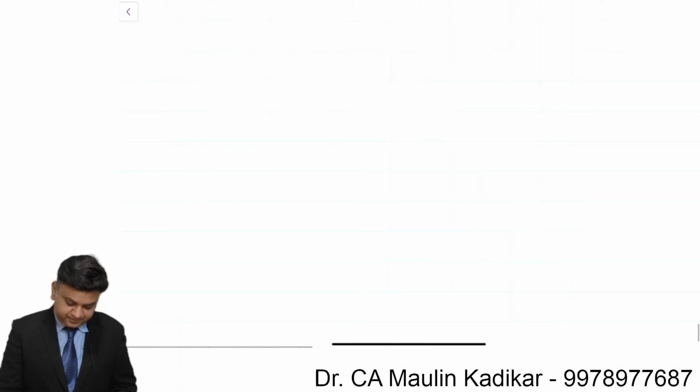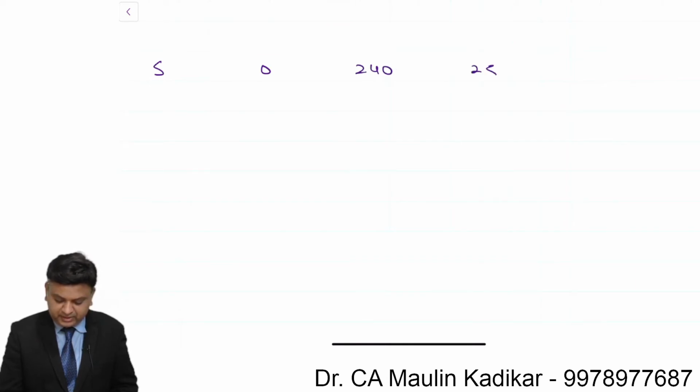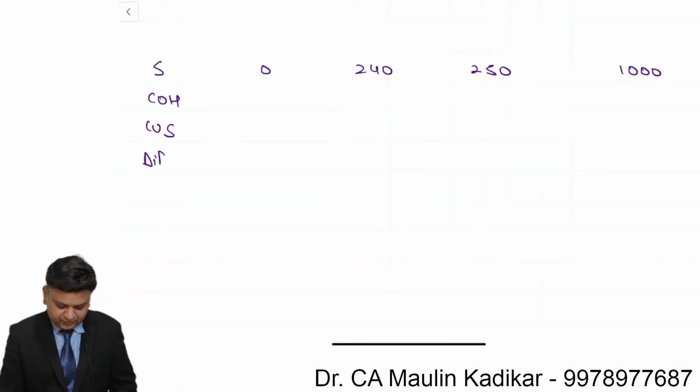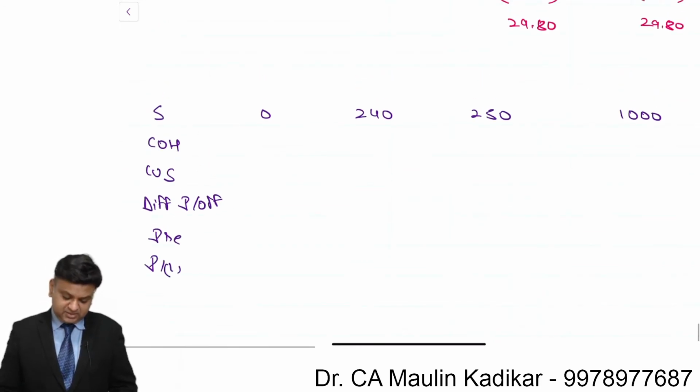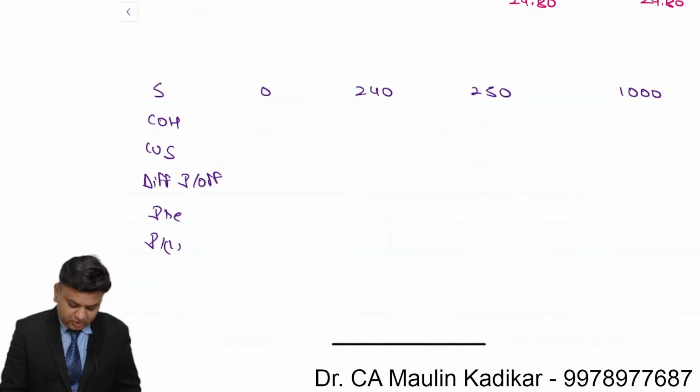So what will happen? Spot price of equity share, let us say 0, 240, 250 and 10,000. Call option holder, call option seller, that is the difference of payoff, the amount of the premium and the profit or loss. You can understand something like this. What you have done is entered into a call option seller position at 240.